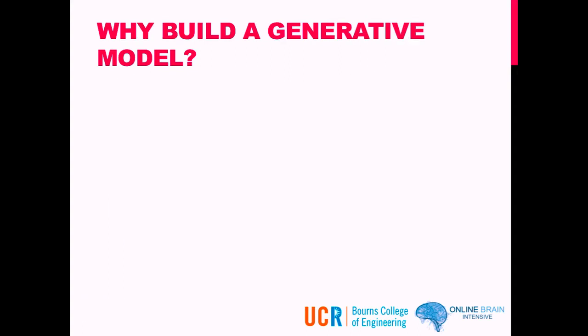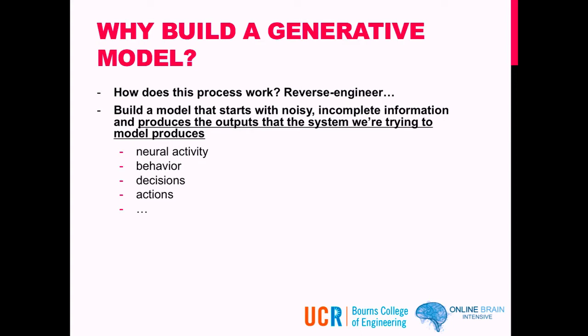So the next question is, why should we want to build a generative model and not just a descriptive model for this process? Well, to figure out how exactly this process works, what computations are involved, what neural substrates underlie the process, we're basically going to need to reverse engineer it. And that's what generative modeling tries to do. So we start by building a model that takes in noisy, incomplete information just as an observer would, and it does some computations or transformations on it. It uses that information somehow. And then ultimately it produces outputs: neural activity, behavior, decisions, actions, and so on.